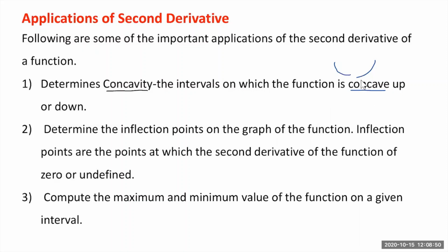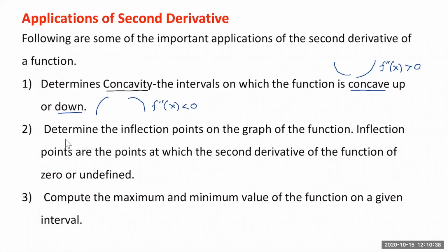And on the interval on which the graph is concave up, the second derivative of the function will be positive. If the second derivative is positive, the function is concave up. Similarly, we can find the interval on which the graph of the function is concave down. When we say concave down, you'll have a graph shape like that on the interval, or a graph shape like this. In both cases, you can see that it is concave downward. So in this case, the second derivative of the function is negative.